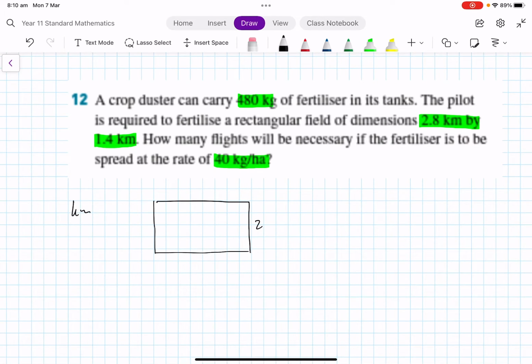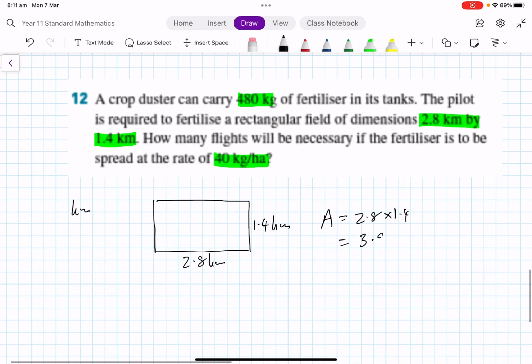So it's 2.8. Well, 2.8 will be this one, it's a longer one. And then this is 1.4 kilometers. So the area is simple. It's just 2.8 times 1.4, which is equal to 3.92 square kilometers. Okay, 3.92 square kilometers.